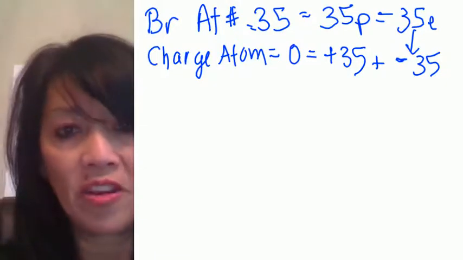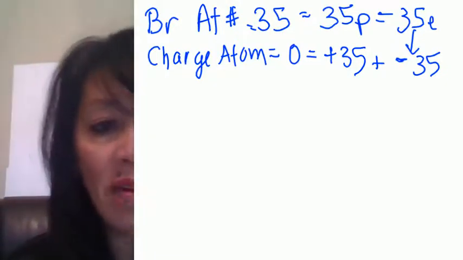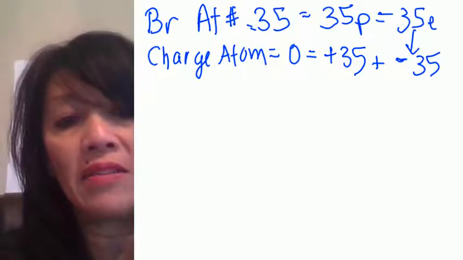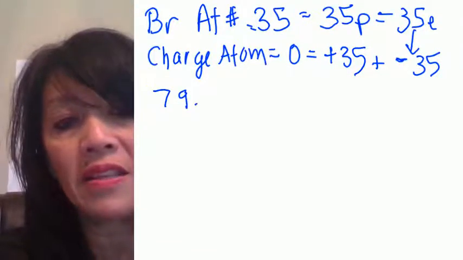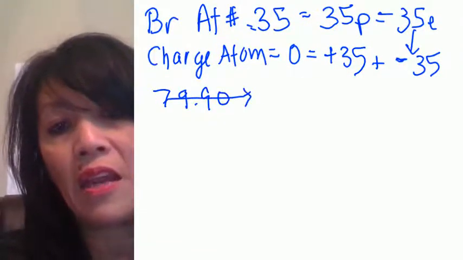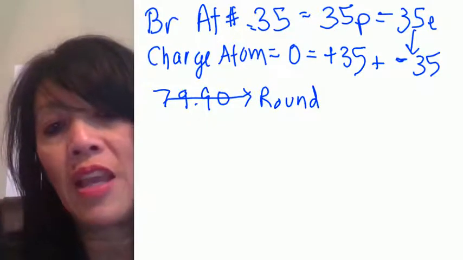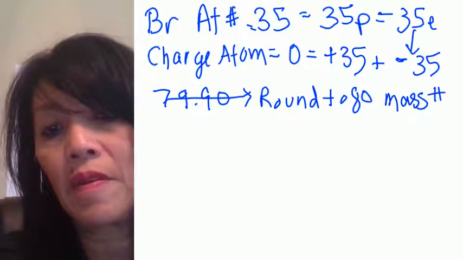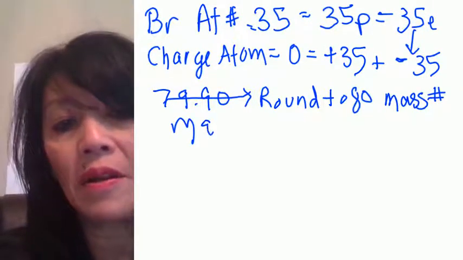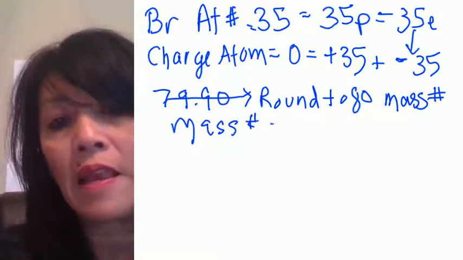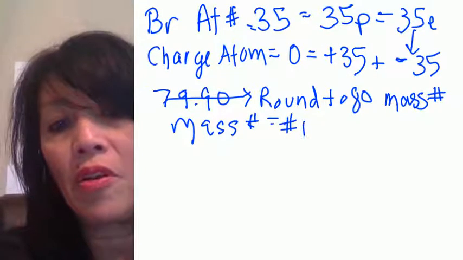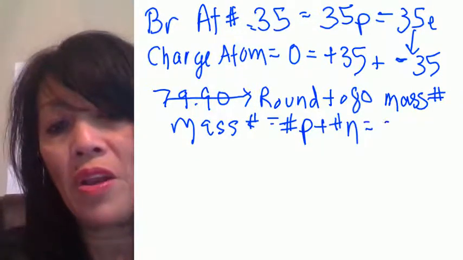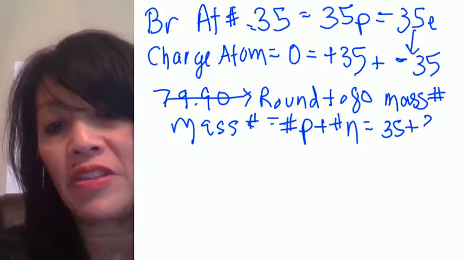Now, how do I get the number of neutrons? If I look at bromine on the periodic table, the atomic mass is 79.90. So I take the atomic mass of 79.90 and I round it to 80. That gives me what's called the mass number. I know that the mass number equals the number of protons plus the number of neutrons. So therefore, what number added to 35 gives me 80?